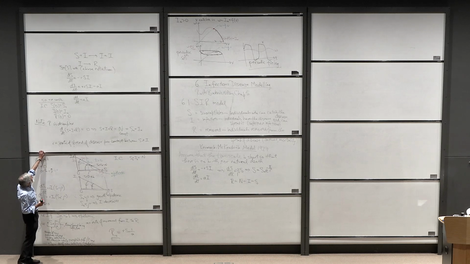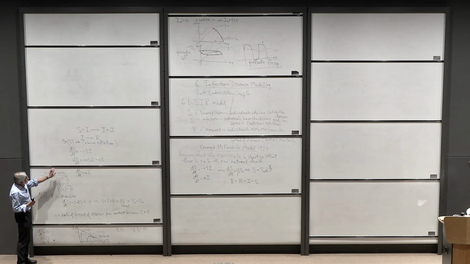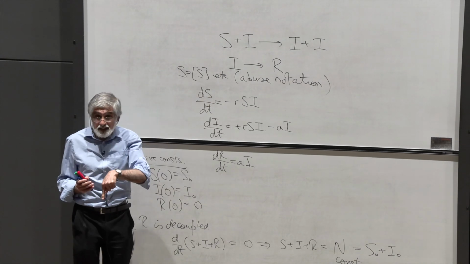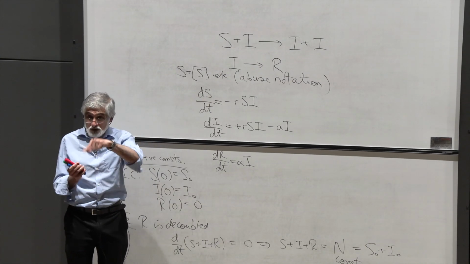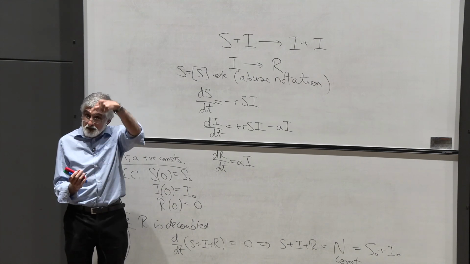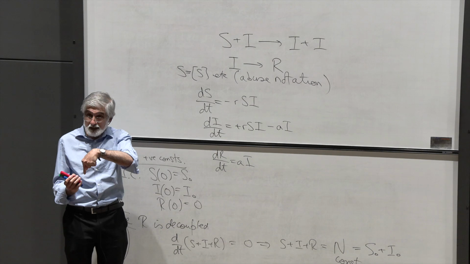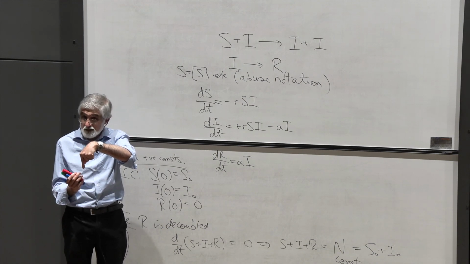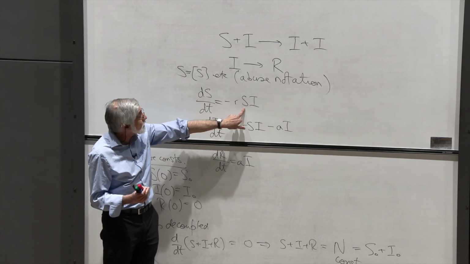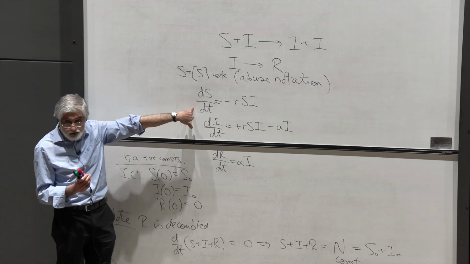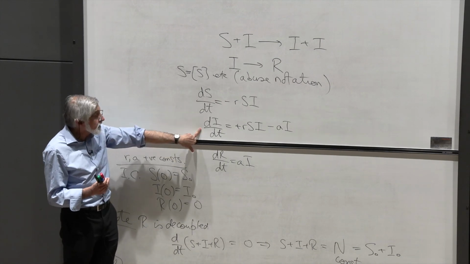Let's just check that I and S cannot go negative. If S went negative, it started off positive and then went negative, that means it's decreasing, which means that when S equals 0, dS/dt is negative. But when S equals 0, dS/dt is naught. So it can't decrease.